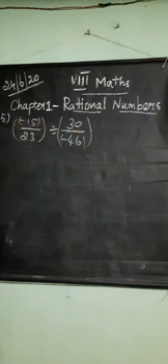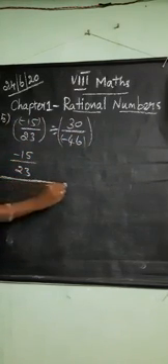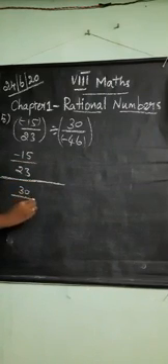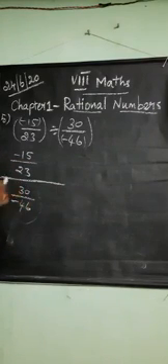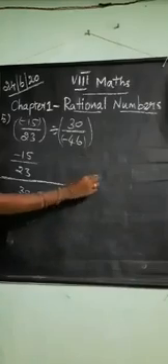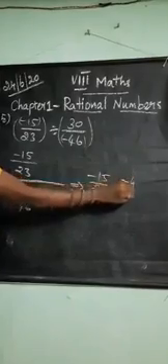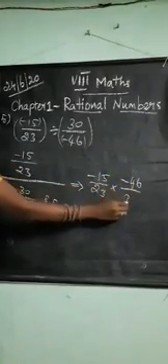Here, minus 15 by 23 divided by 30 by minus 46. Here, division means, how to write it? How to change this division into multiplication? Yes, very good, we take the reciprocal. The reciprocal of this number gives minus 15 by 23 into minus 46 by 30.